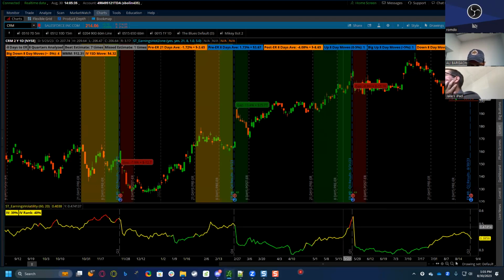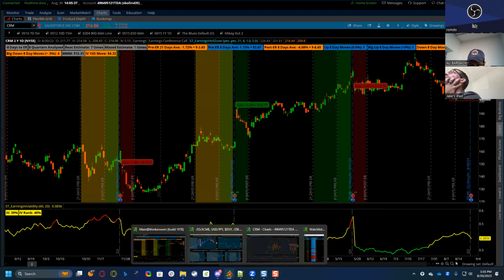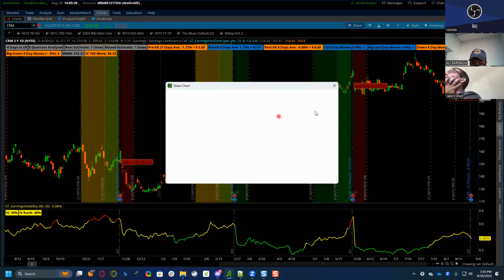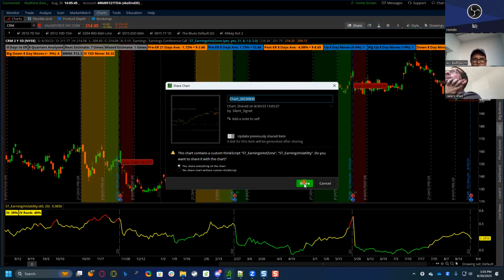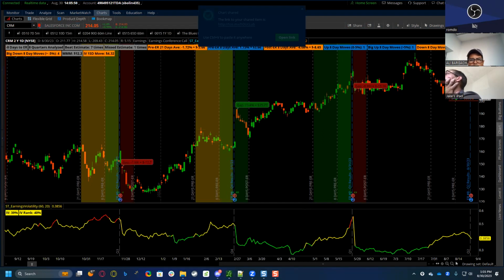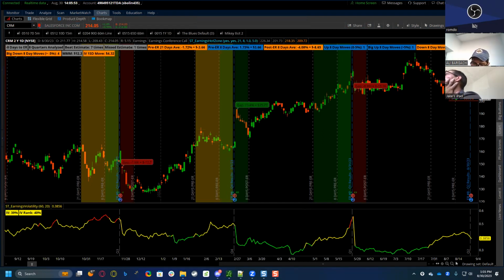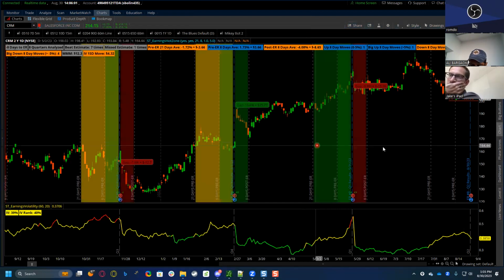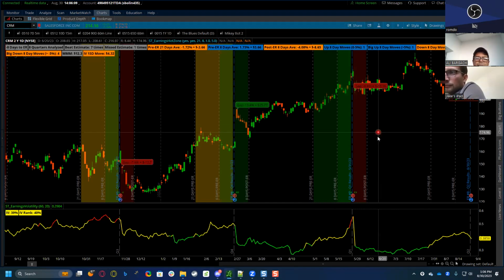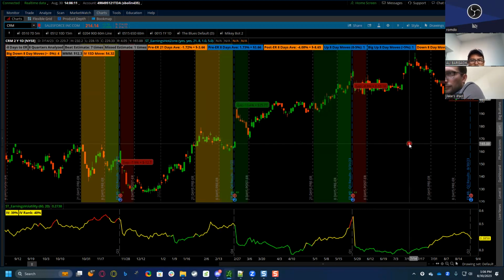I'm just going to post that into the Zoom chat. You should be able to copy that link and then go to your ThinkorSwim where it says setup, open shared item, post that link using your hotkeys, and you'll be good to go.